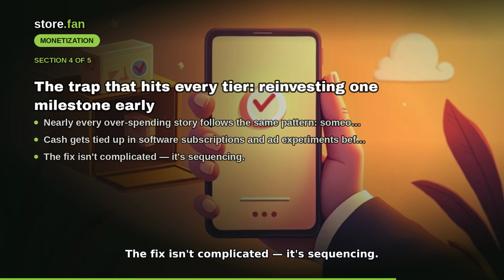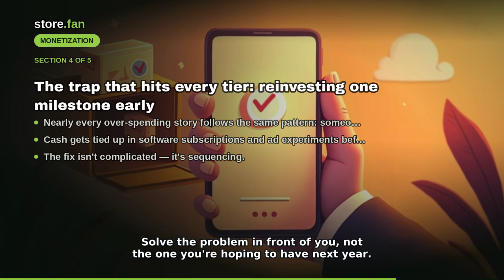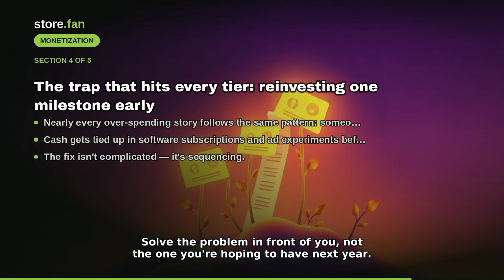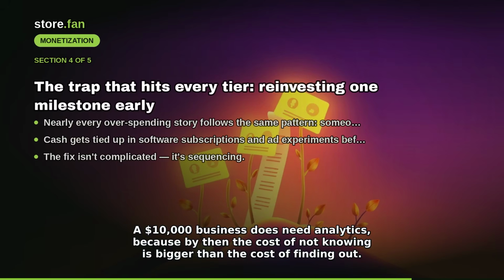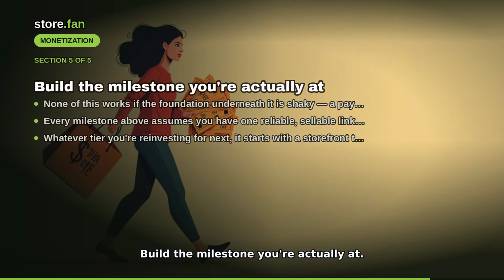The fix isn't complicated. It's sequencing. Solve the problem in front of you, not the one you're hoping to have next year. A $100 business doesn't need a CRM. A $1,000 business doesn't need a paid ad agency. A $10,000 business does need analytics, because by then the cost of not knowing is bigger than the cost of finding out. Build the milestone you're actually at.